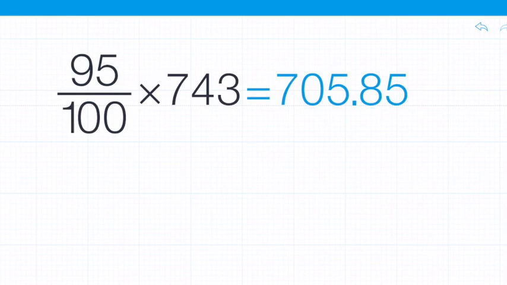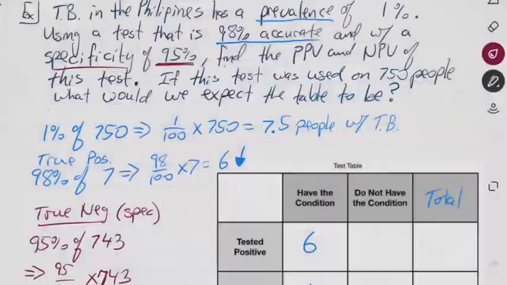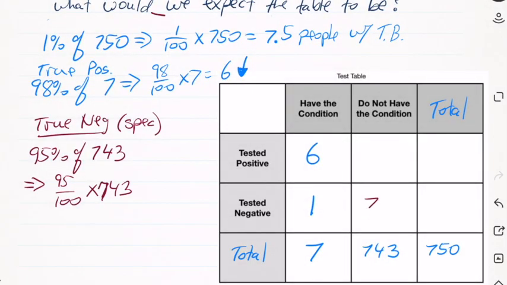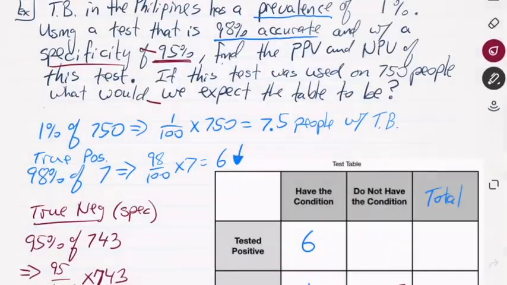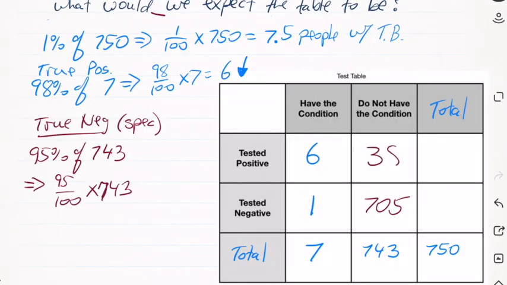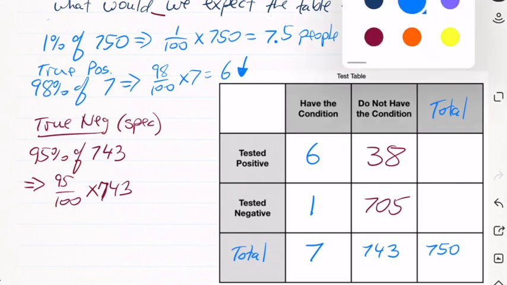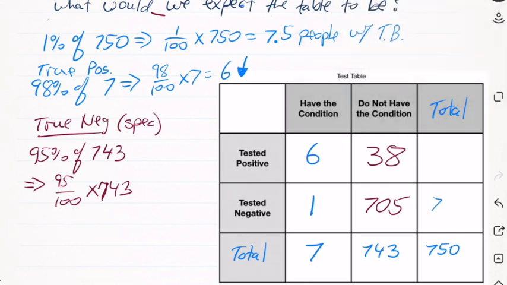So that leaves us with, remember, we're rounding down, 705. So that would be 705 are going to be my true negatives, and that leaves 38 people. So 38 will go here, and then basically my table's done. I can fill in the rest by just adding. This is 706. This is 44.